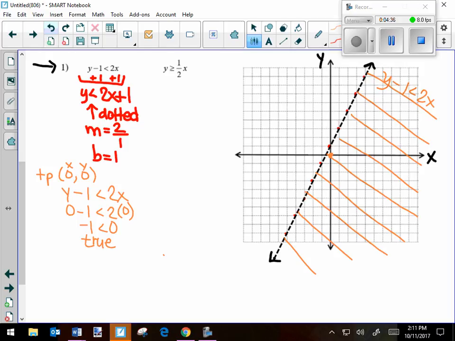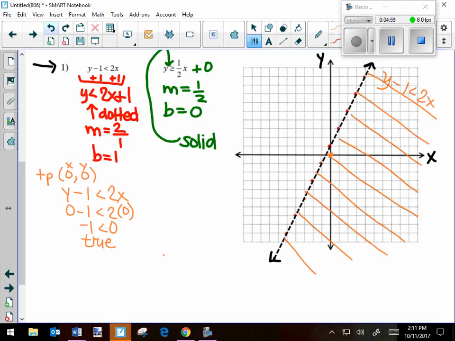So the first one is done. I'm going to go back now and graph the second one. This is already in our y equals mx plus b form. In this case, my slope is 1/2. My y-intercept is 0. I had to force that 0 in there. If you don't see it, it's a plus 0. And because my inequality has an equal to on it, it is going to be a solid line.